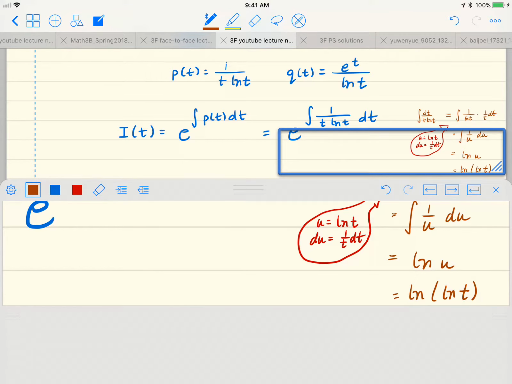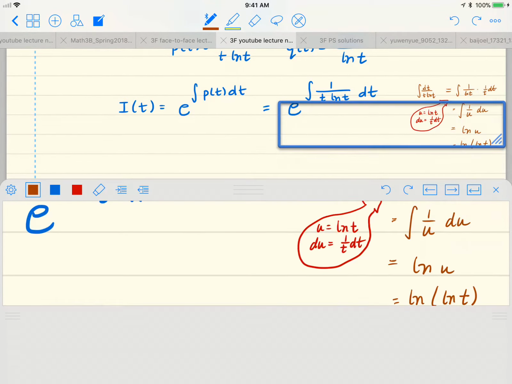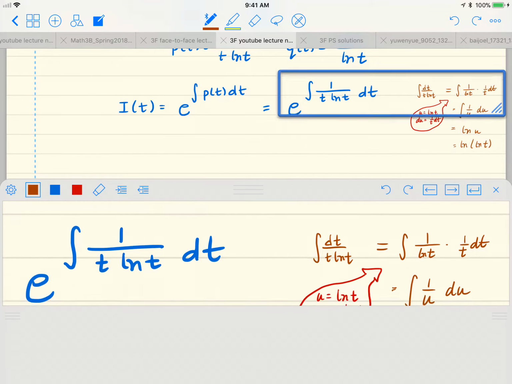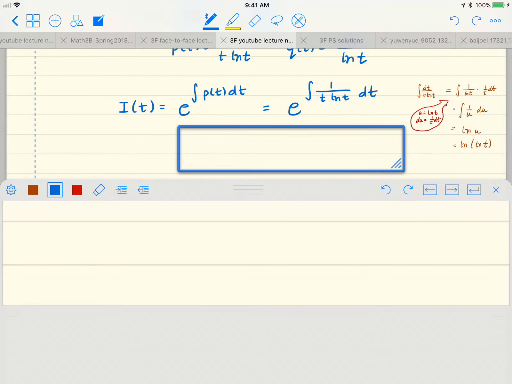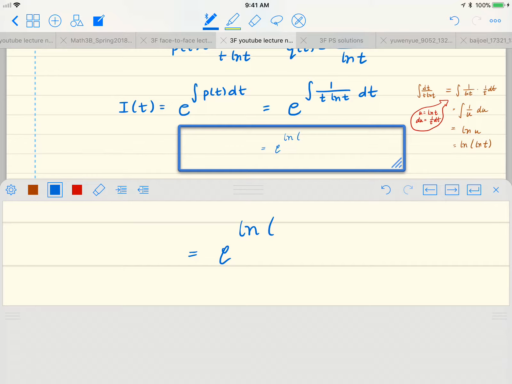Right, because we originally had that u is equal to natural log of t. So I was able to compute this integral. So the exponent in my integrating factor is actually natural log of t.